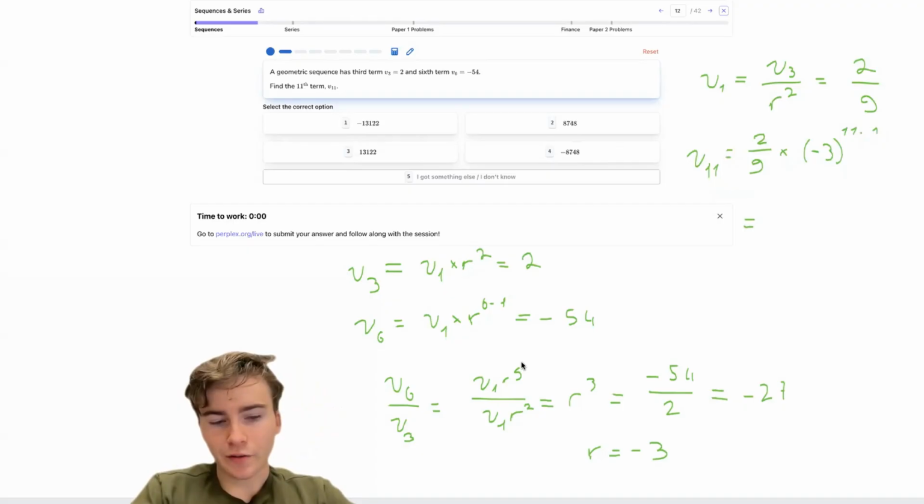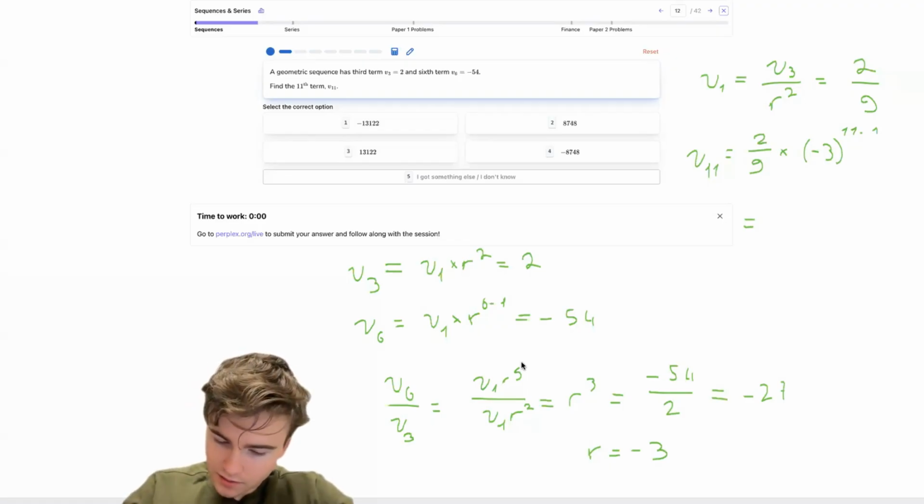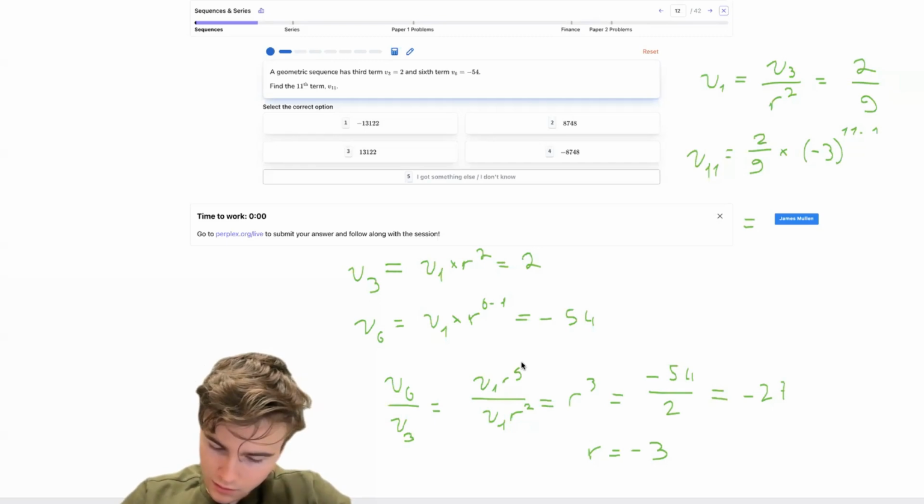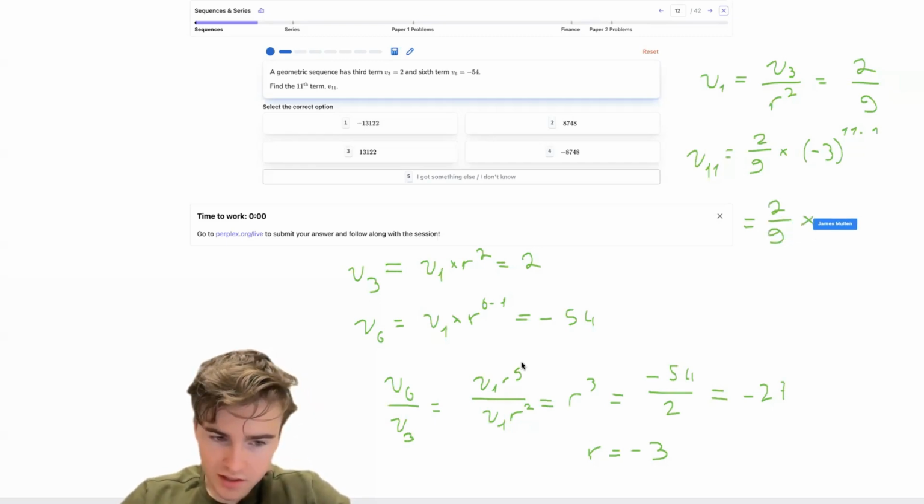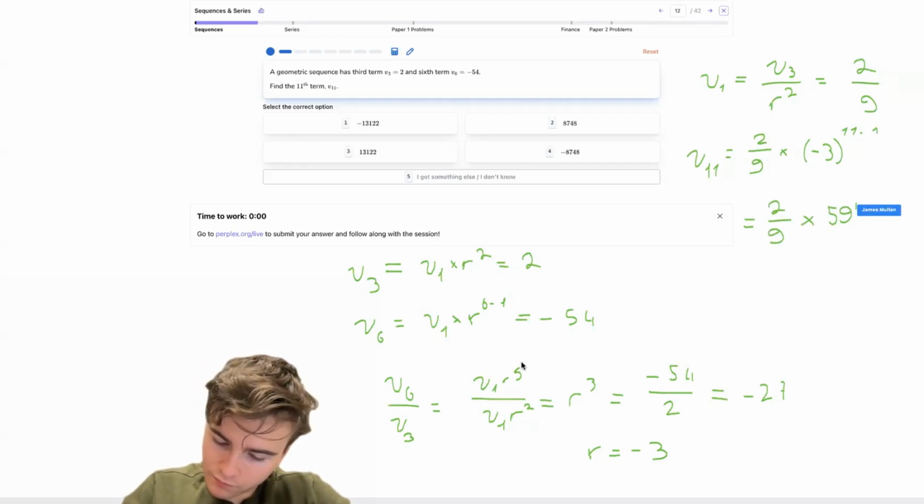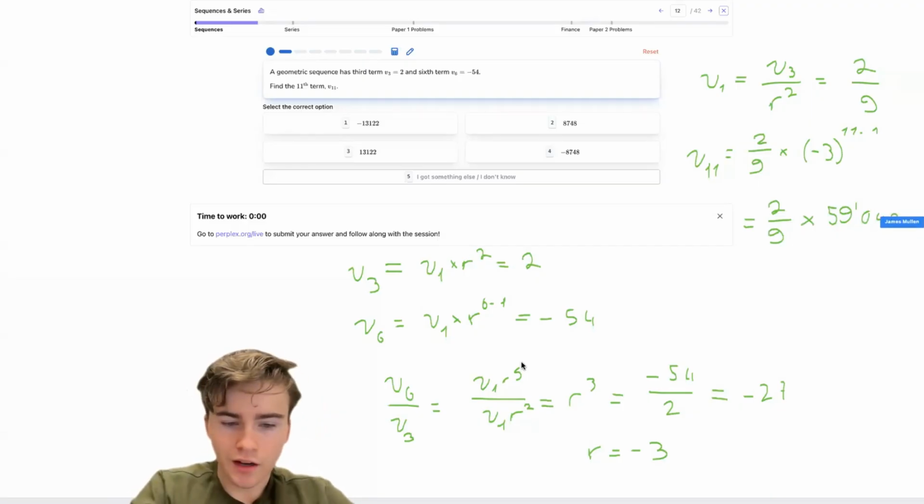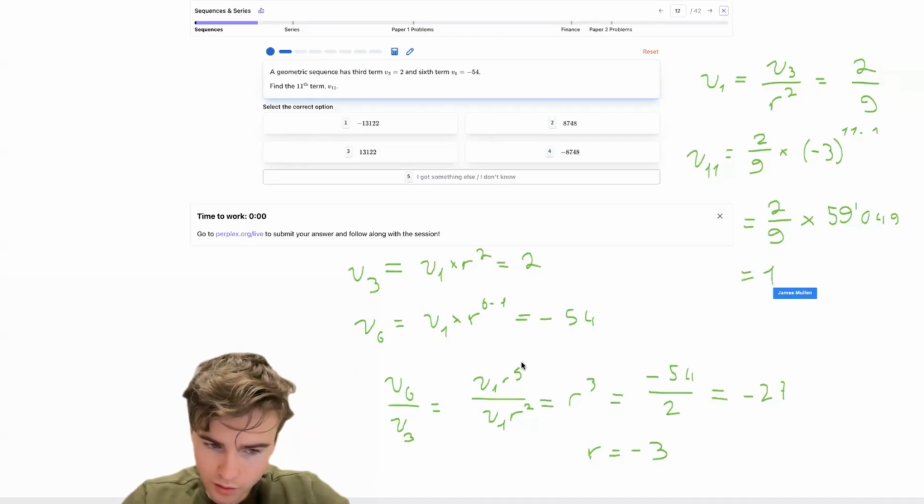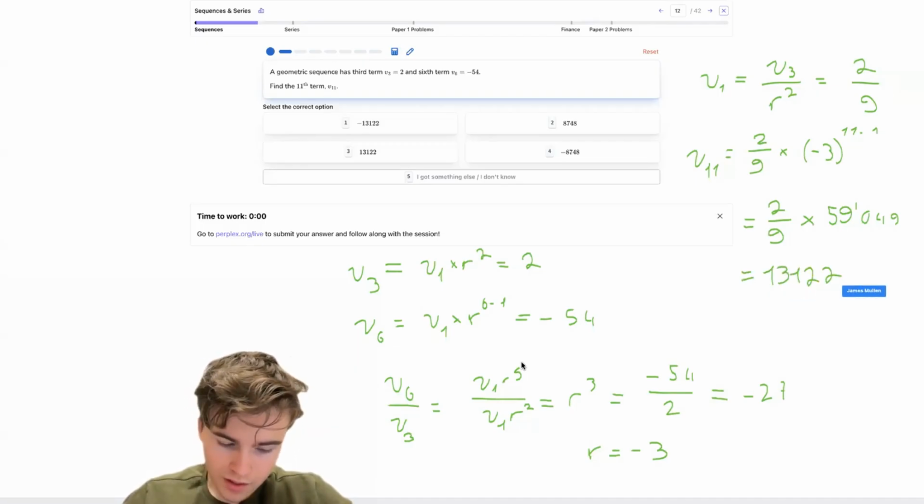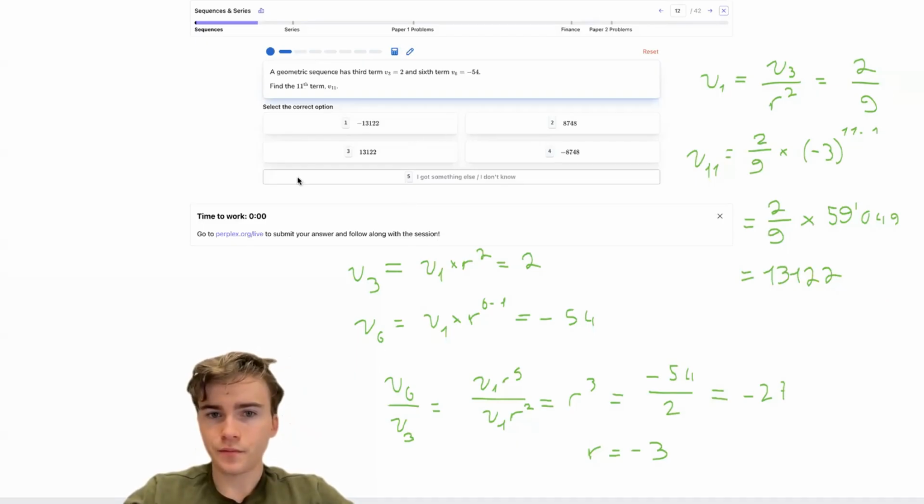I'm going to use my calculator for that because I do not know how to do that in my head. So I get minus 3 all to the power of 10. It gives me 59,049. If I multiply that by 2 and divide by 9, I find 13122. And that's the final answer.